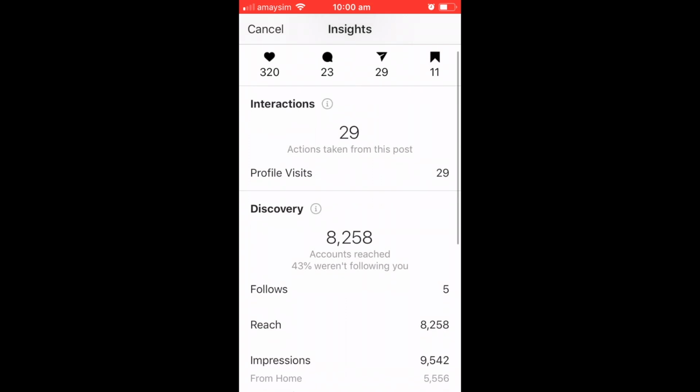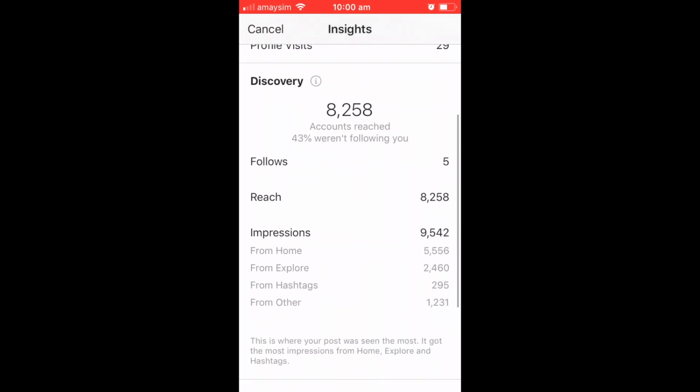So let's go down here and look. 8,258 accounts saw this post. So probably roughly about the same amount of people, but some people might have more than one account, so it might be slightly less. And as a result of this post, 5 new accounts started following me.